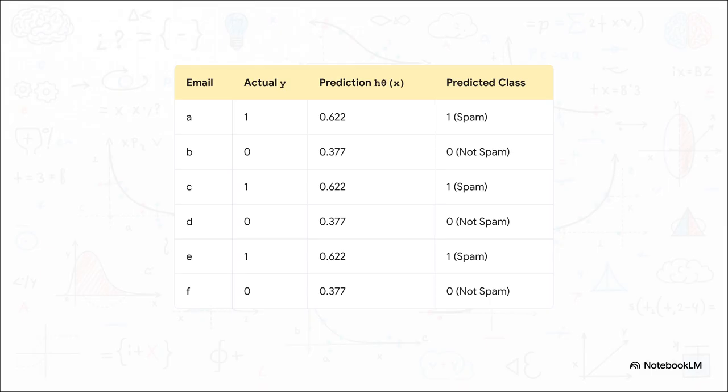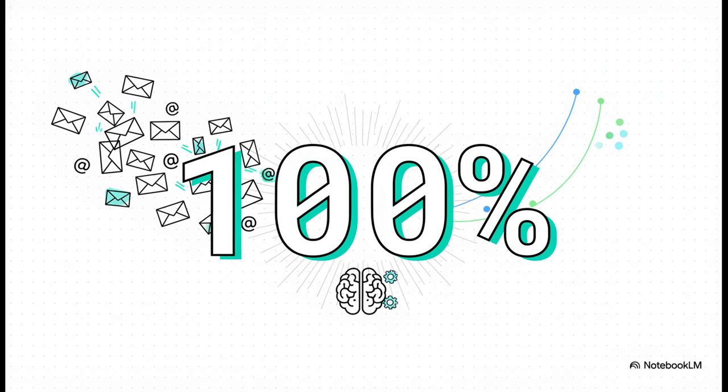It's actually working. 100%. I mean, just let that sink in for a second. After one single round of math, our model, which started as a complete blank slate, can now perfectly classify every single email in our training set. Now, okay, it's a simple data set, but this just shows you how powerful this learning process really is.